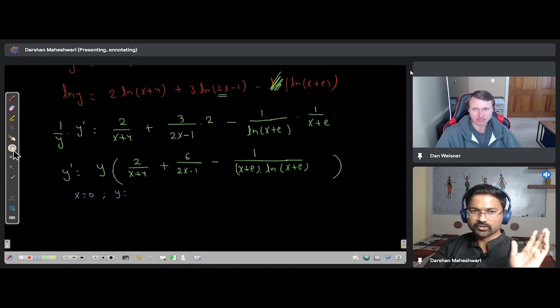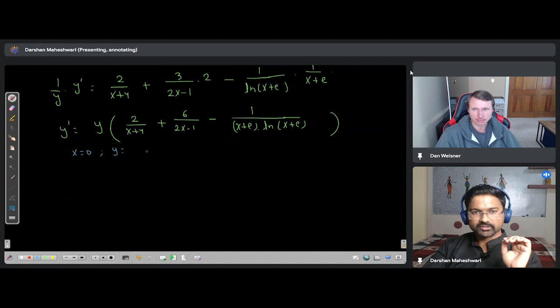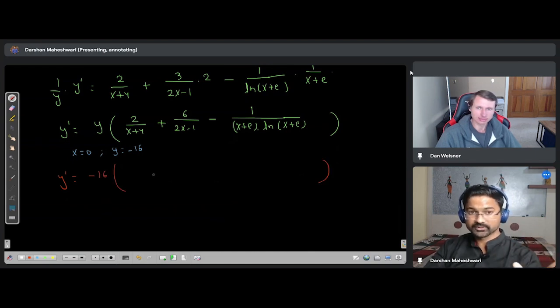It was, again, 16 or negative 16. So negative 16, I'm going to write that here. And now let's plug in these numbers. So y prime is going to be negative 16 parentheses. Now, it's lucky for us, we just plug in x as 0.